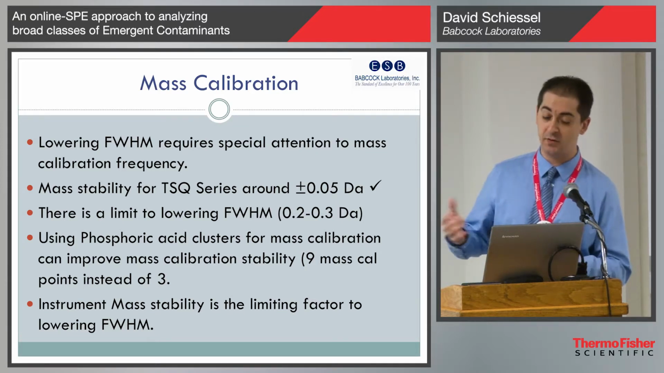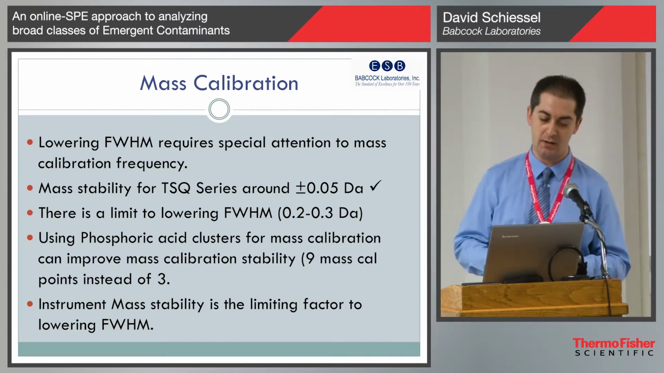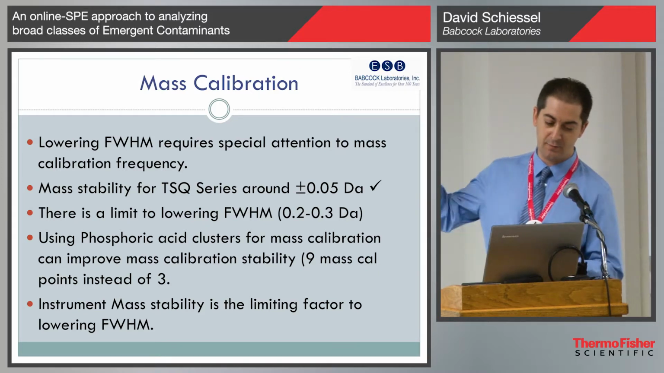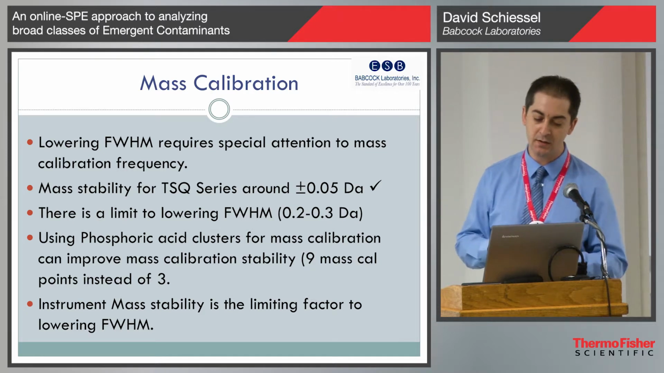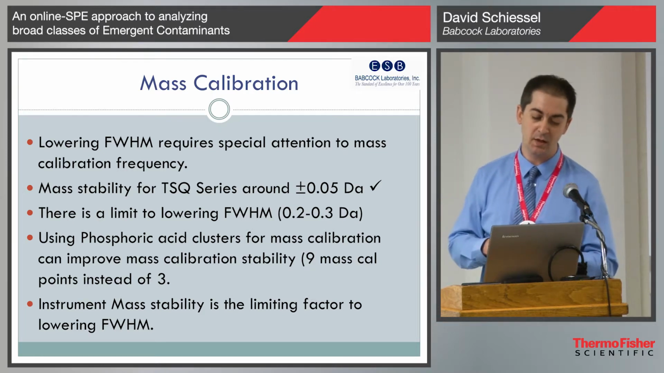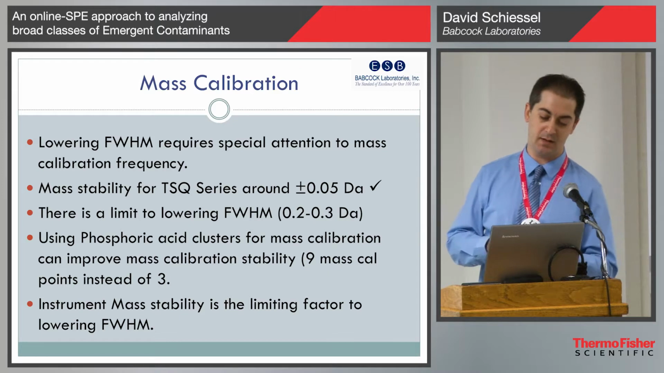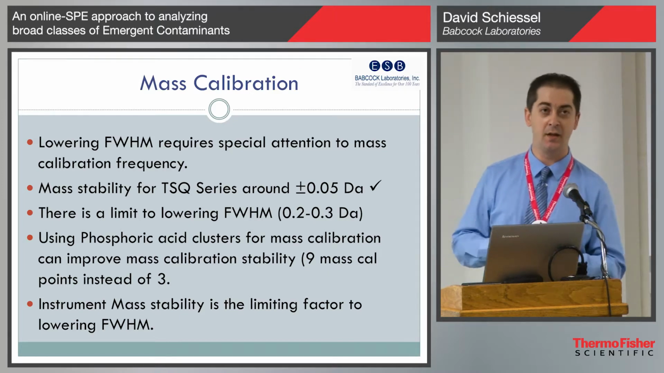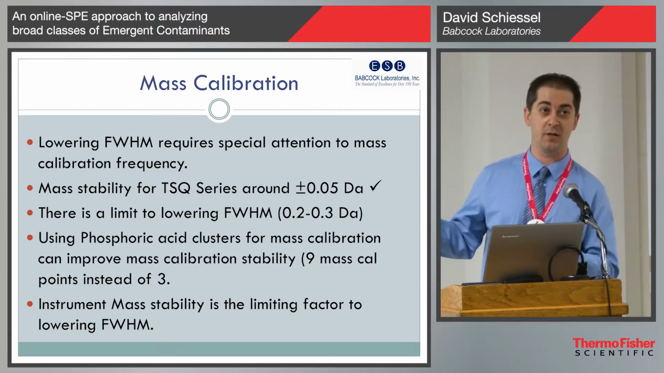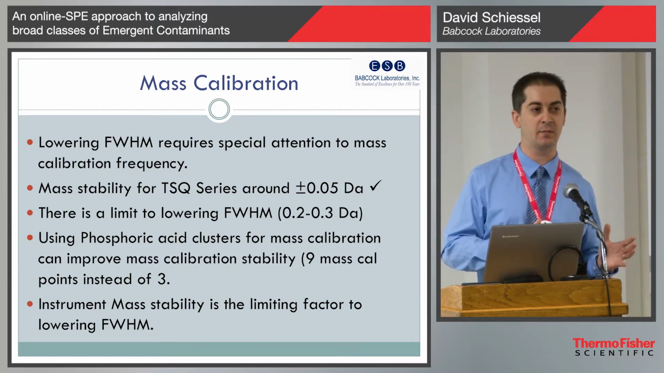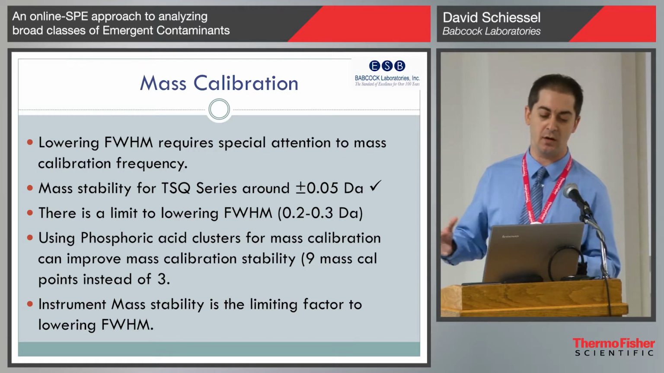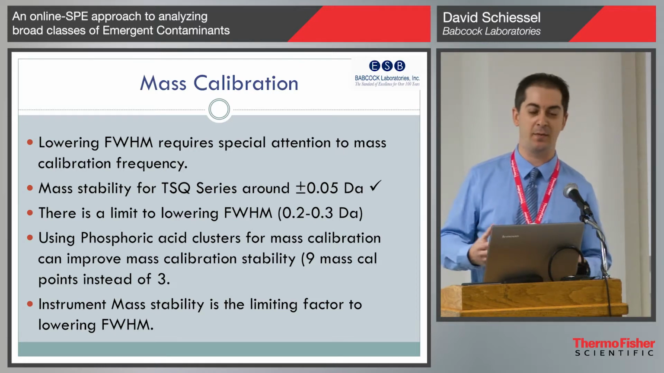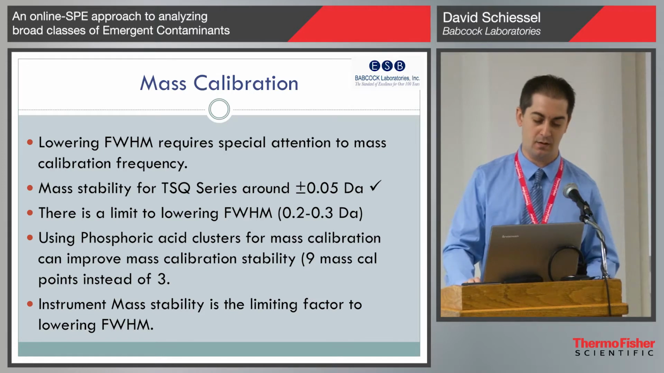Some special things about how we do mass calibration. This is the fourth point down at the bottom. We use the phosphoric acid clusters in both positive and negative mode, and we use nine mass cal points now. We find that because we want to go to a lower full width half maximum, we can get mass calibration, even on a triple quad, that can last longer. Whereas before we used to only mass calibrate maybe once a year, if that, just for unit resolution type of work.